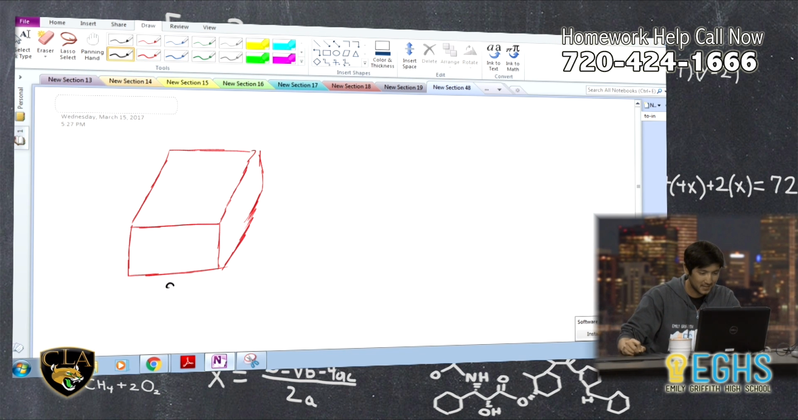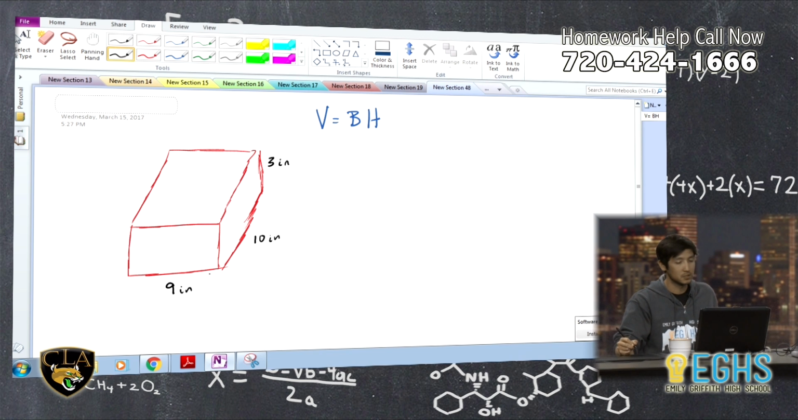So this box is 9 by 10 by 3. I don't want to go too much into how this formula is derived, but when we talked about volume before, we said that volume equals area of the base times the height. I don't think there were dimensions on this, but I'm going to call this a box, 3 inches by 10 inches by 9 inches.